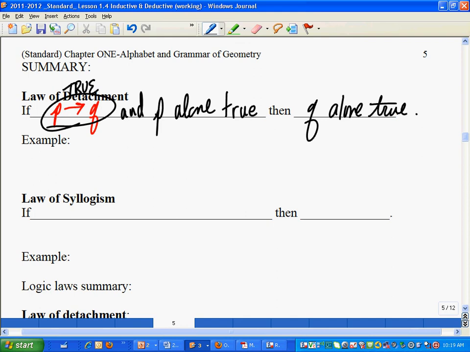Okay? Now, I want you to circle P and draw a line, and you can connect now to what? R. Because you have the connector Q in the middle. Then, if P, then R. That's if you get a job, then you can buy a Corvette. That's called syllogism.